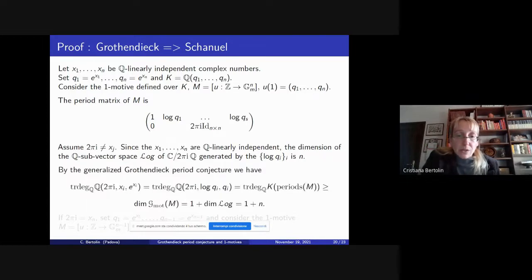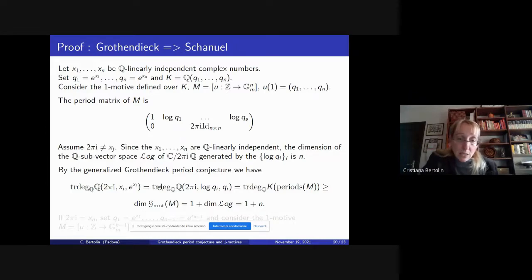Now, by the generalized Grothendieck period conjecture, we have that the transcendence degree of the field generated over Q by 2 pi i, xi and e to the xi is the transcendence degree of the field generated over Q by 2 pi i, the xi, where the xi are the logs of the Qi, and the e to the xi are the Qi. And this is exactly the transcendence degree of the field generated by the periods of M over Q. Since we assume the Grothendieck conjecture, we know that this is bigger or equal to the dimension of the motivic Galois group, which is 1 plus the dimension of the log, which is n.